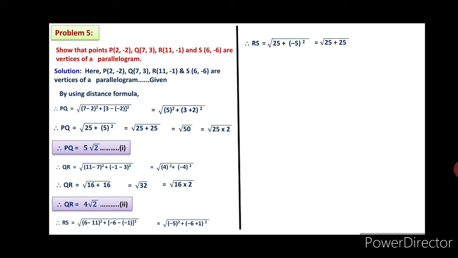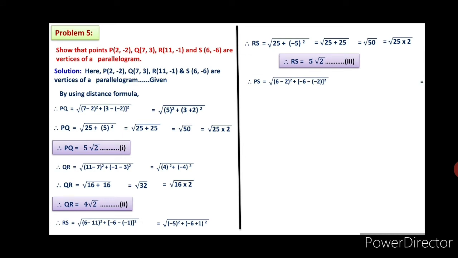Therefore you can write root of 25 plus 25, that is root of 50, which can be written as root of 25 into 2. So take the square root of 25. So RS you are getting 5 root 2. This is statement 3. Now lastly we can calculate the distance PS.